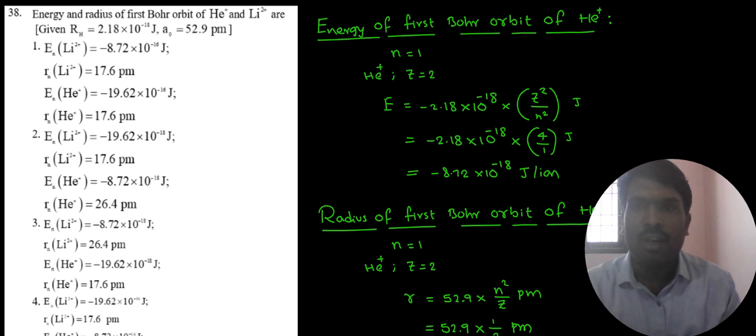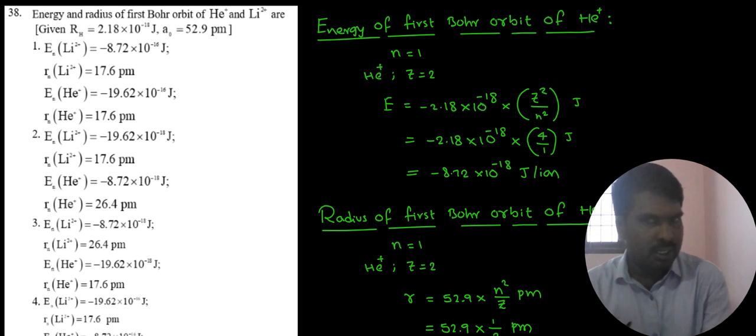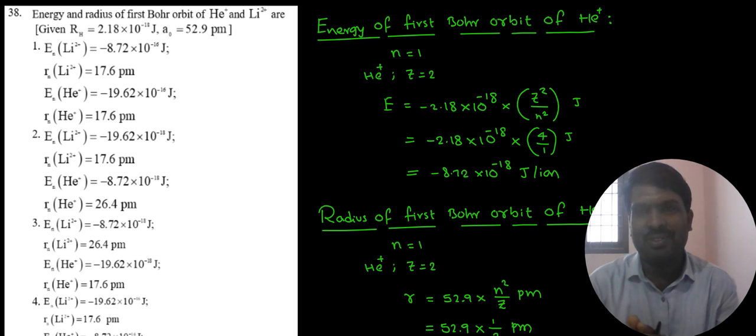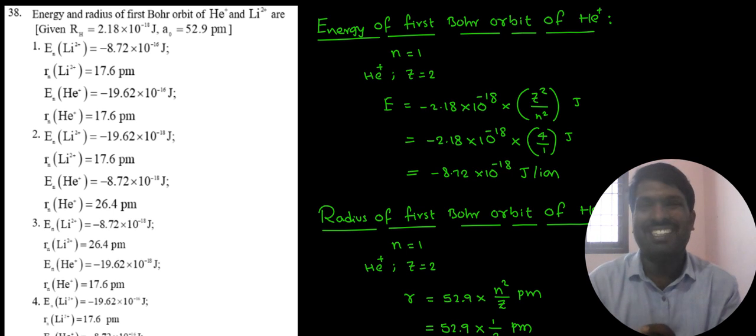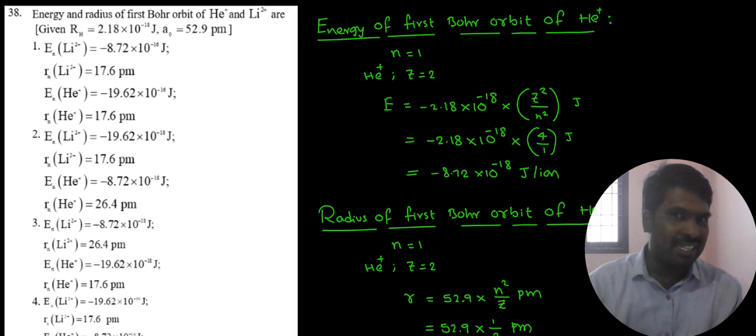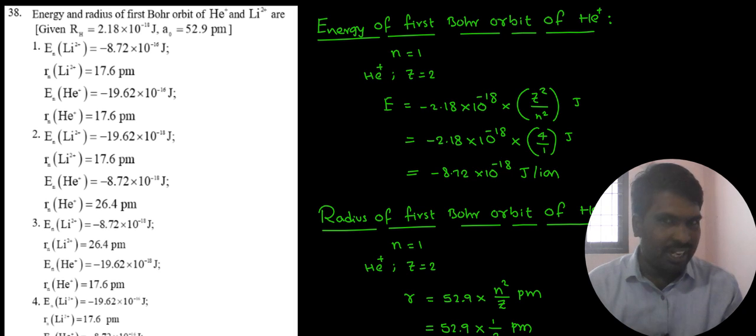Energy and radius of first Bohr's orbit of He plus and Li 2 plus are. Here the Rydberg constant is given, 2.18 into 10 power minus 18 joule per atom, and a naught, Bohr's radius, 52.9 picometer. So these are the hints for which formula we have to take. From this hint we can identify the formula. For energy: 2.18 into 10 power minus 18 Z square by n square joule per atom. And for radius: 52.9 n square by Z picometer.